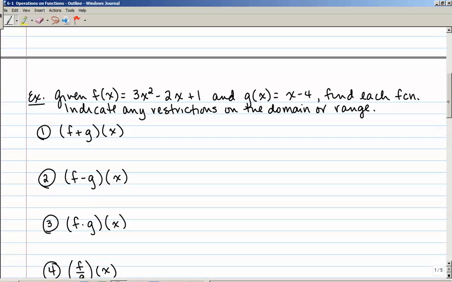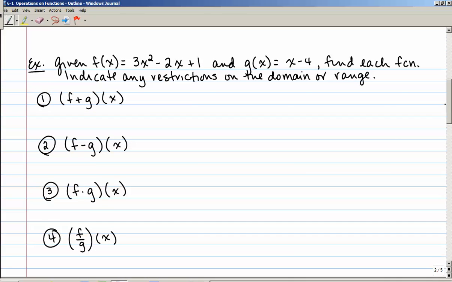Let's take a look at an example here. So given that f of x is 3x squared minus 2x plus 1, and g of x is x minus 4, find each function and indicate any restrictions that might exist on the domain or the range. In other words, are there any values of x, any values that x can't be, or any values that y cannot be? So to find f plus g of x, we're just going to add the two functions.